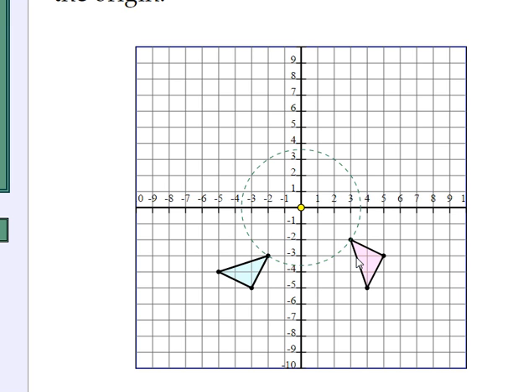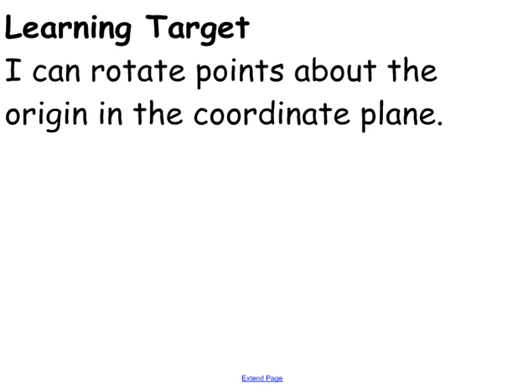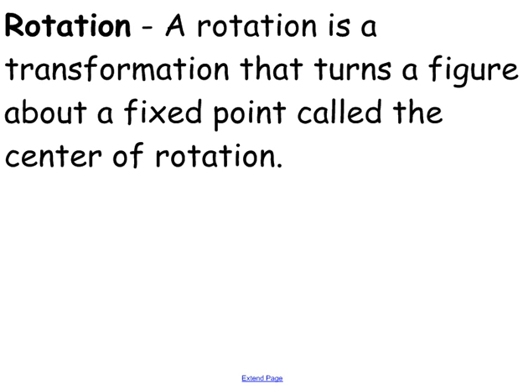So our original figure here is the one in pink, and what's happening is that it's being rotated about the origin. So you see how it's just going around this circle here and lands over here. So that's what a rotation around the origin looks like. Looks something like this. And that's what we're going to be working on today. All right, so a rotation is a transformation that turns a figure about a fixed point called the center of rotation. So that's what we just saw there.